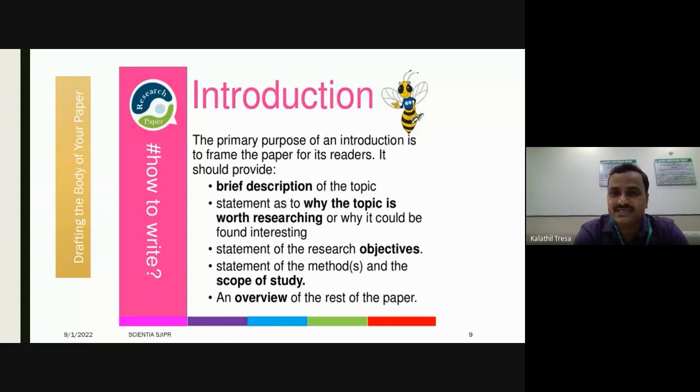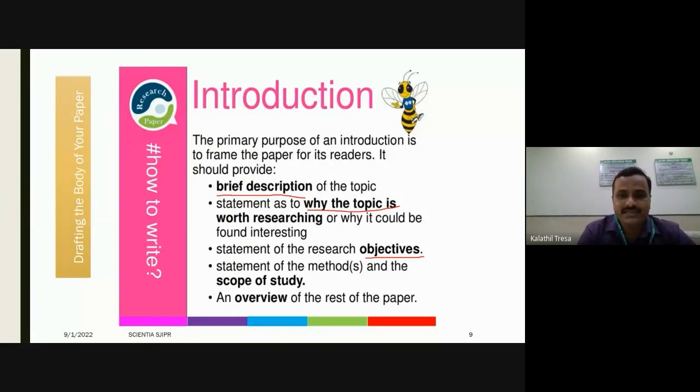In the introduction section, the first point is the brief description of our topic. That is the first paragraph that we have to give, the brief description of the topic that we have taken for our research. Then the second paragraph is mostly related to why this topic is worth researching, or why this type of research is carried out, that is the rationale behind this research. The next one, a few research statements or research objectives we have to add here.